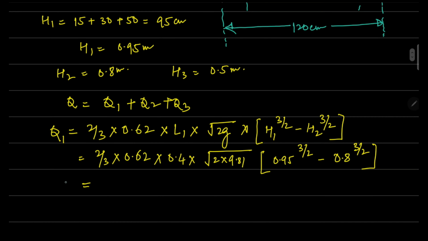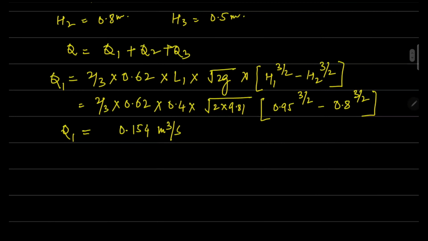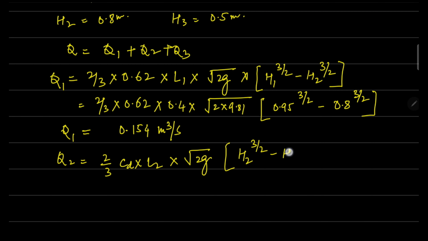Now the Q1 value, if we solve, is coming out to be 0.154 meter cube per second. Similarly, for the determination of Q2, we can write that this is 2 by 3 into CD multiplied by L2 multiplied by under root 2g, and in brackets H2 raised to the power 3 by 2 minus H3 raised to the power 3 by 2.